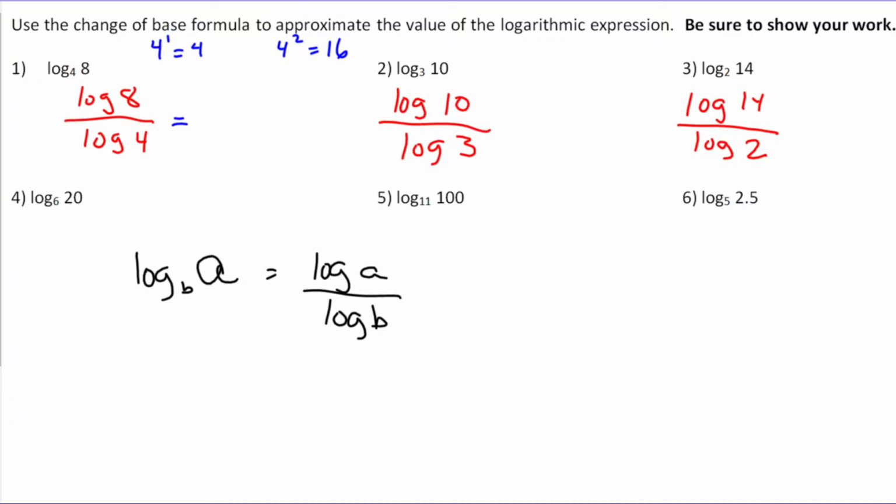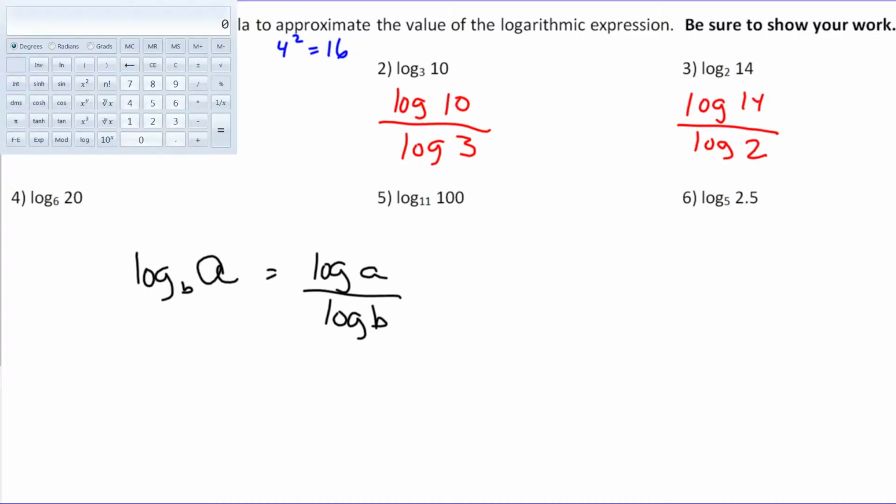If we pull up the calculator now, I'm going to type in log of 8 divided by log of 4. I'm going to type in 8 and hit my log button. There's the log of 8, and then I'm going to divide that by the log of 4. There's my answer, 1.5, and 1.5 is exactly where we predicted it would be, right between 1 and 2.